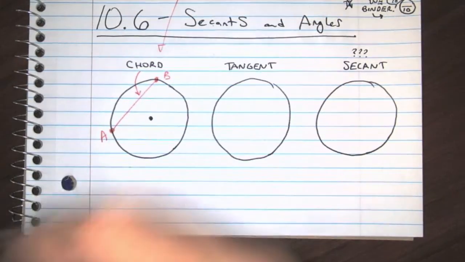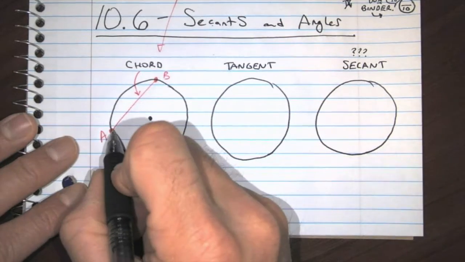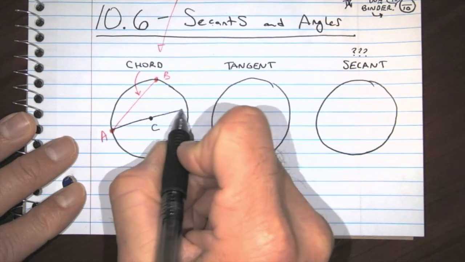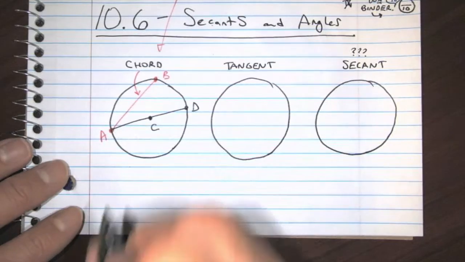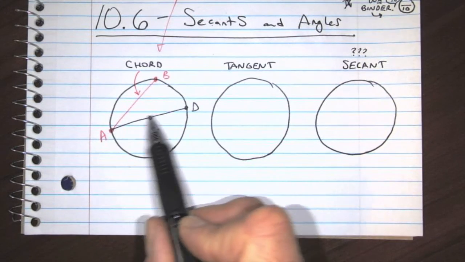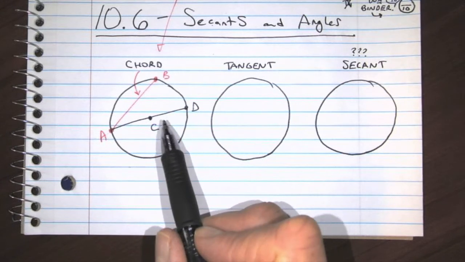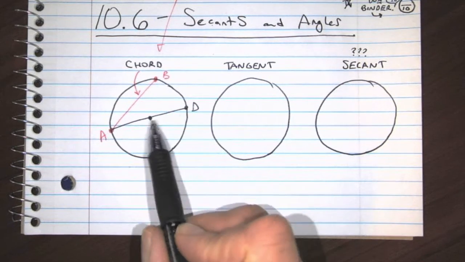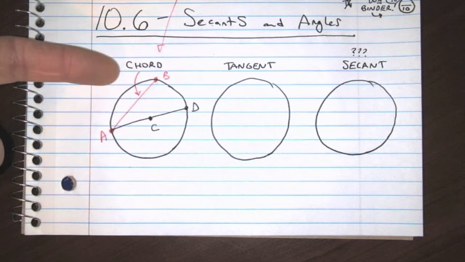Let me put the center of this. Let's call this C, and make a diameter go, how about A to D? AD is also considered a chord because it goes from an endpoint to an endpoint, but it's a specific type of chord. We call it a diameter because it goes completely through the center of the circle. Chord is the easy one.